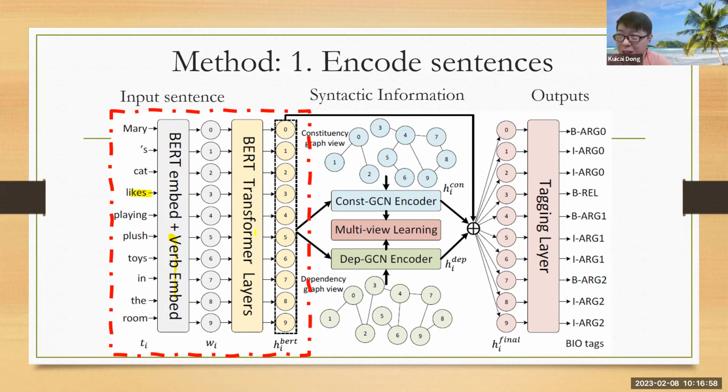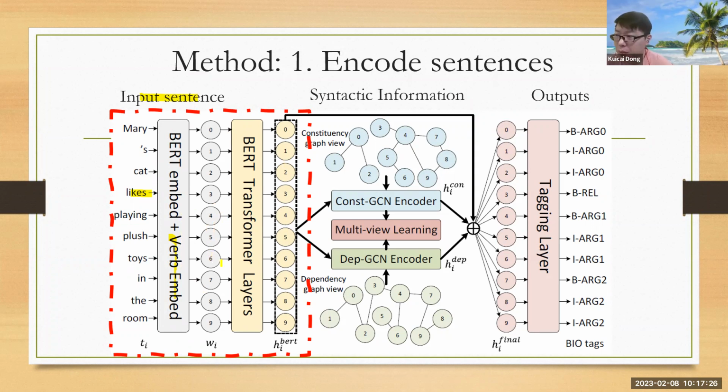BERT base has 12 transformer layers, so it captures the semantic information of the sentence. That is the first part, how we handle the input sentence: we use BERT with a verb embedding to differentiate verb tokens from non-verb tokens. This is our first step, and it is a very common practice in NLP.